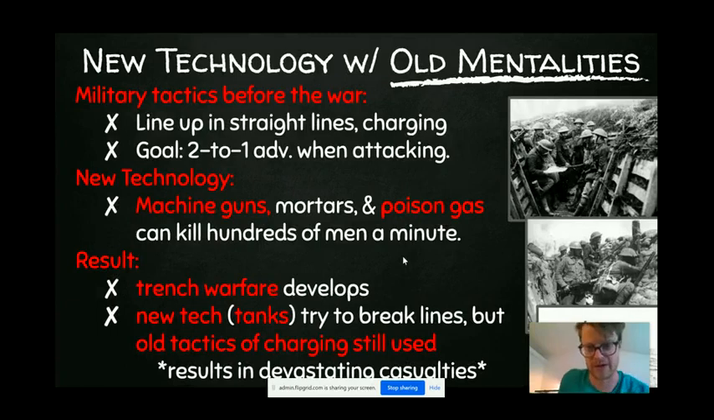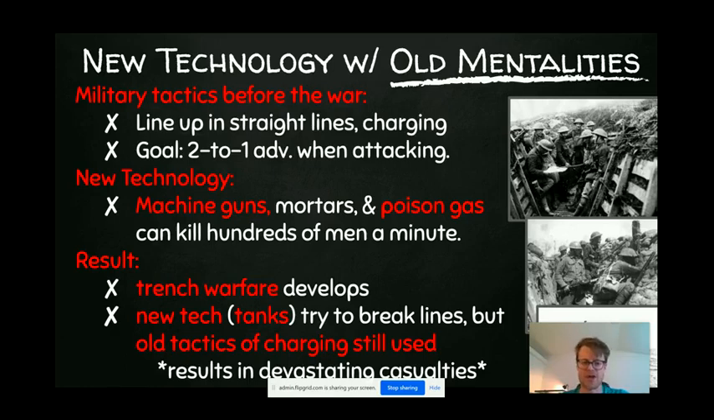Let's talk about the ebb and flow of the war. So the thing about World War I that really defines it is that there are so many very, very iconic images of how the war goes. And the number one thing is probably trench warfare. But really the problem with World War I is that the military tactics that exist before the war are a very gentlemanly affair: lining up in straight lines, charging, always attacking in numbers.